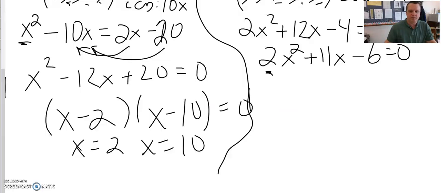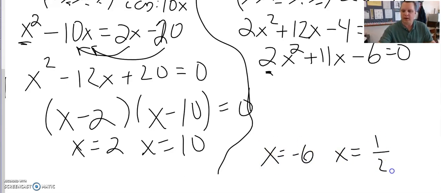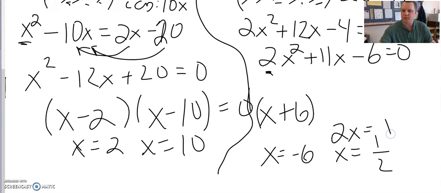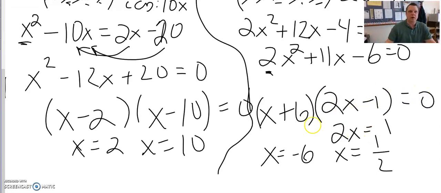So let's go back here. So we have x equals -6, x equals 1/2. Back it up, it's x plus 6. Okay, opposite sign. Here, bring the 2 over first. We have 2x equals 1. Cross multiply. Bring the 1 over. 2x minus 1 equals 0. Or you can do arcing, of course.